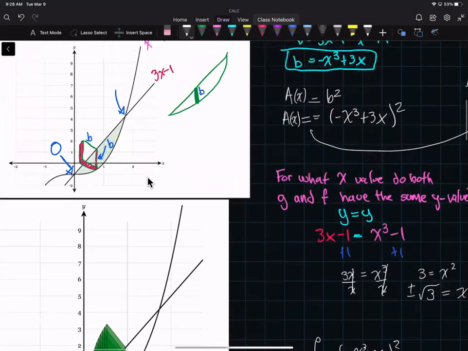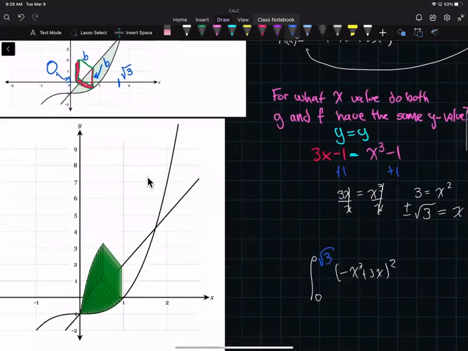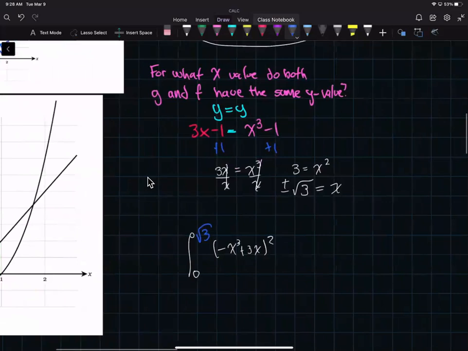So my B, which is here, this is radical 3. And then you could also use this arrow to point here. 0 and radical 3 is the answer. So then this would be radical 3, which we just found out. And then you put all of this into the calculator. Okay, so put this into the calculator.